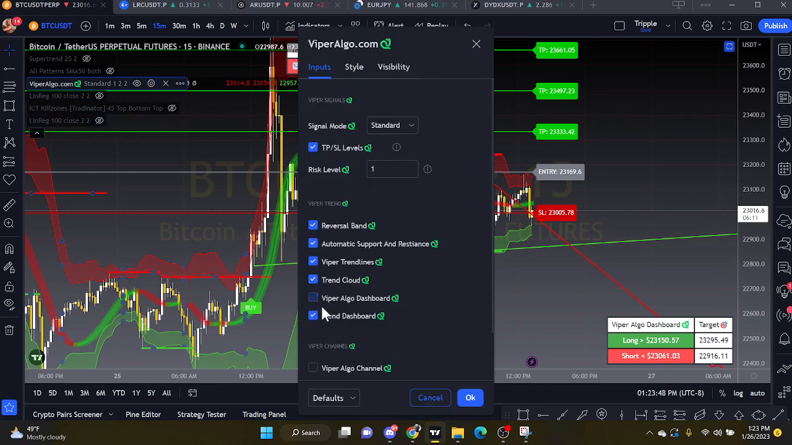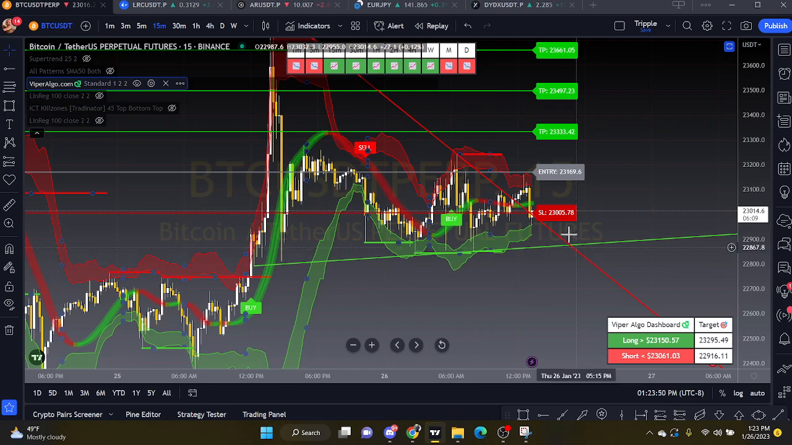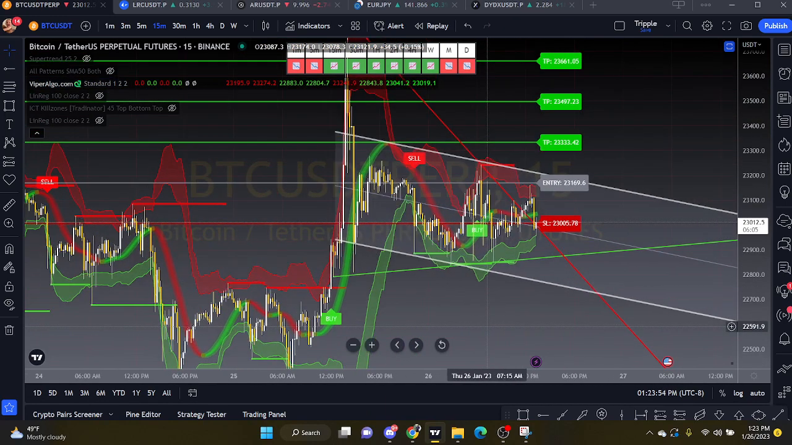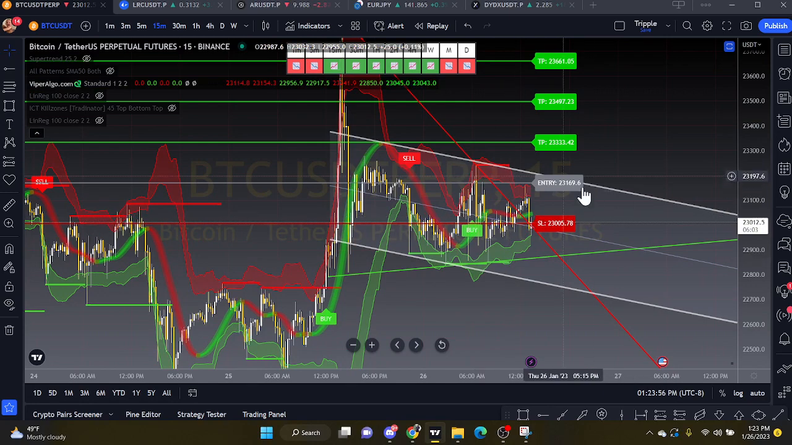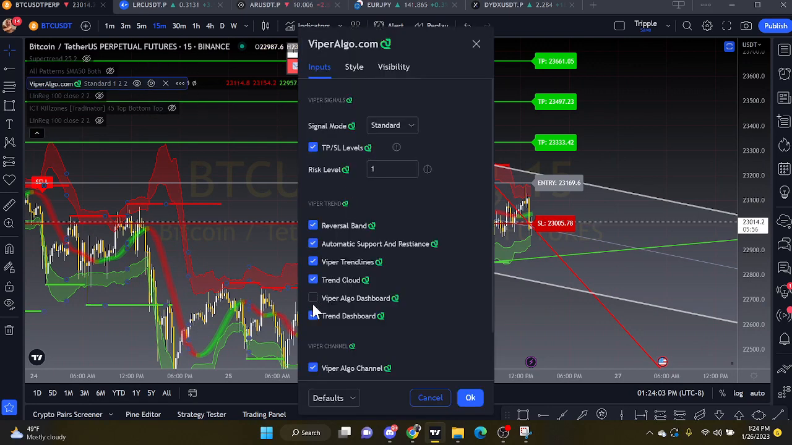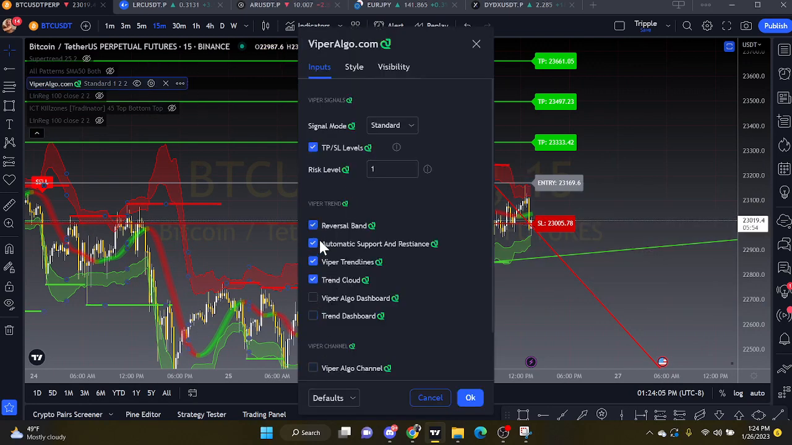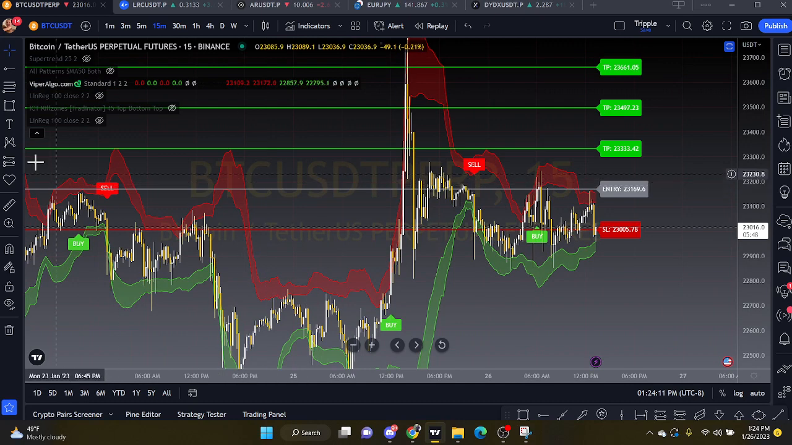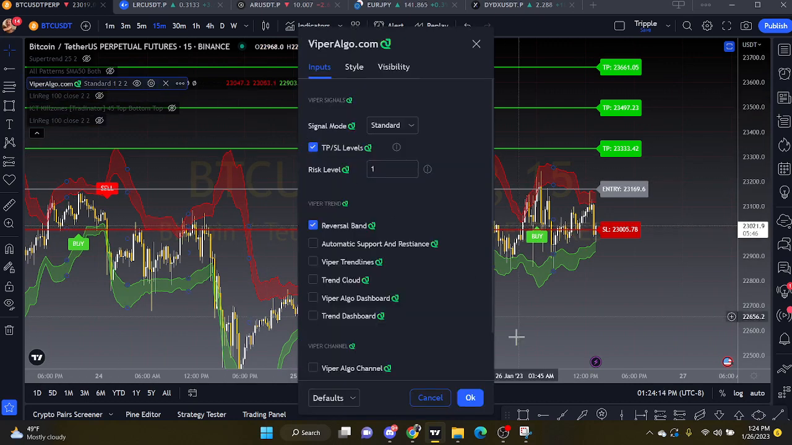I'll go dashboard. Oh, that's the one. Or not. There it goes. All right. So yeah, you see, they even added a kind of linear channel to it now, which is pretty dope. Again, it's a lot of noise if you have everything on, which is why I like to go over each one by one to really show you guys how each one works.